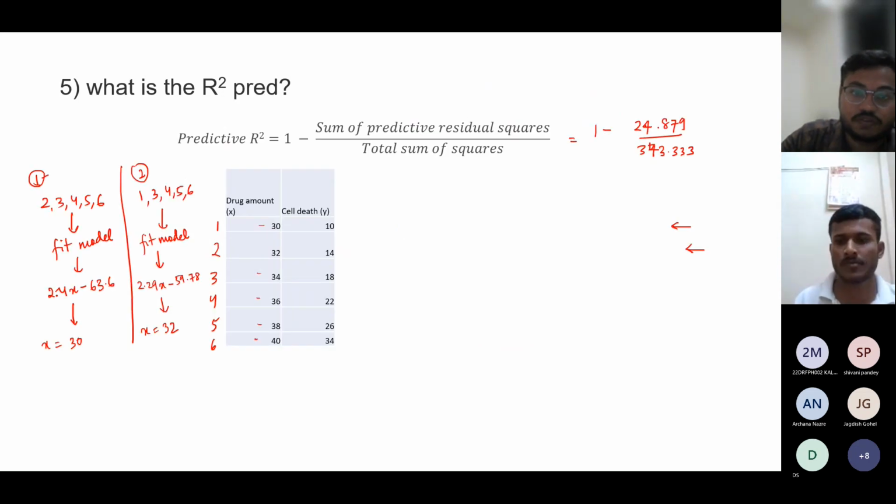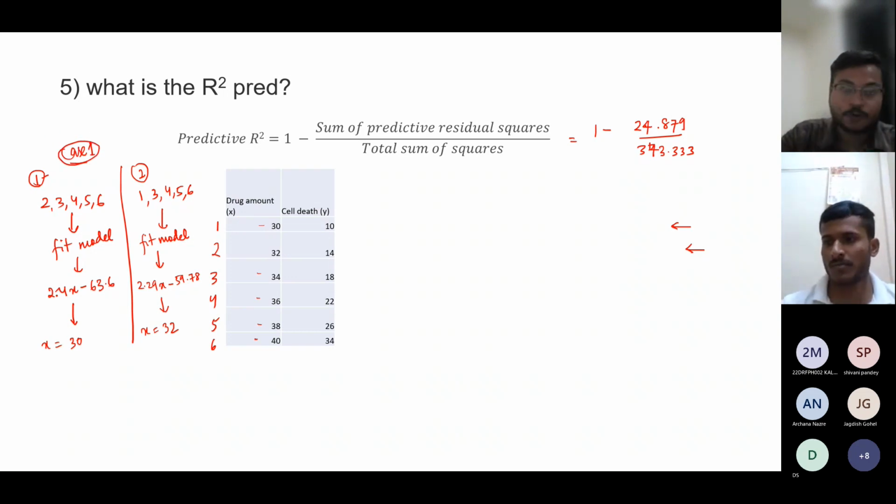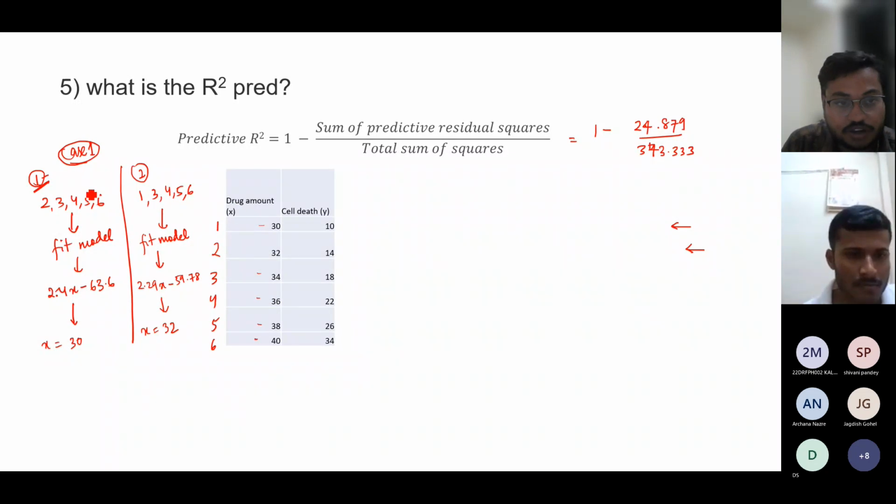For the fifth question, we have this table with 6 values for x and y. Predictive R square is 1 minus the sum of predictive residuals divided by the total sum of squares. Predictive residuals come from building different linear models by excluding some data points. Here we exclude the first data point, take data points 2 to 6, fit a model, and get the equation 2.4x minus 63.6.